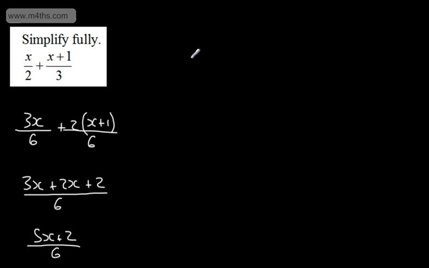Alternatively, you could have written straight away that 6 was the common denominator. We're going to need 3 lots of those, and we're going to add to it 2 lots of those. So this is the alternative way to write it. Either way round, we're going to end up with 5x plus 2 over 6.